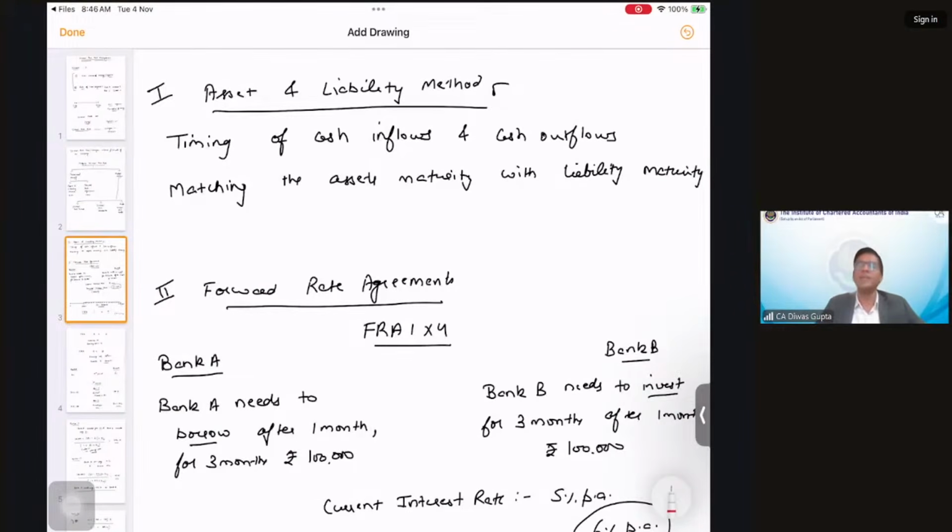Okay, so the asset and liability method is the method in which, if you see the balance sheet of a company, some of the assets will be realized at some point in time and some of the liabilities will also be paid off at some point in time. Asset liability method is basically matching the timing of cash inflows and cash outflows. So if the timing is matched, then there is no need to borrow, or for surplus funds to be invested.